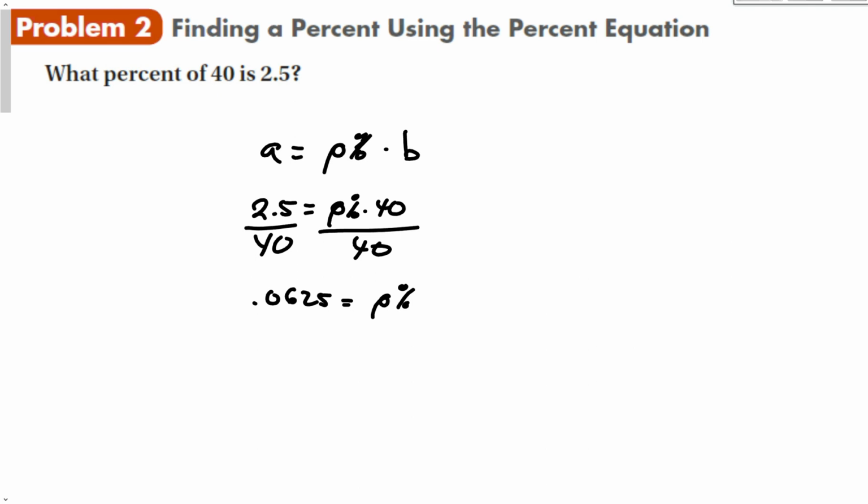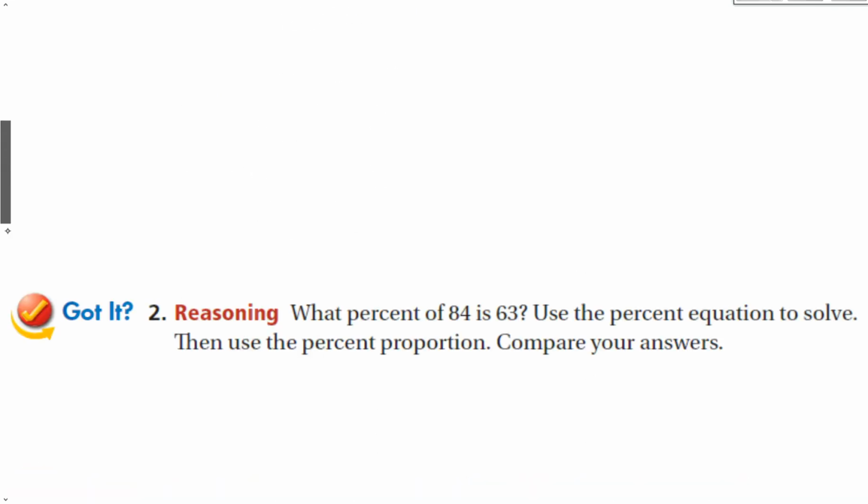Okay. Now the trick to using the percent equation is you take this answer and write it as a percent. So for now, we would just multiply by 100 or move the decimal points 2 spots to the right to give me 6.25%. Okay. This method is a little different because it's going to give you a decimal answer, and you're going to have to change it to a percent.